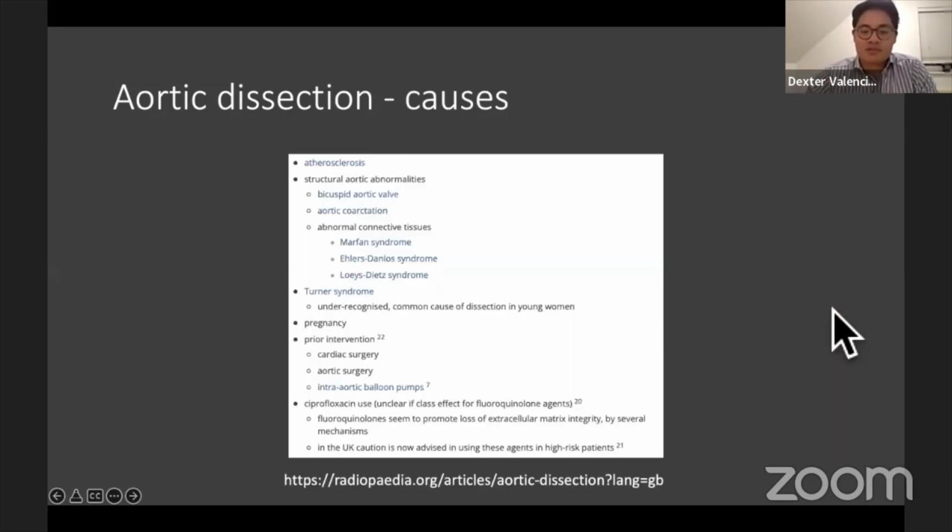And why is it important? What are the causes? These are some of the causes here. Obviously this is recorded, so we can come back to this. You think of atherosclerosis, vasculopathies, connective tissue disorders, things like Marfan's, Ehlers-Danlos, things like that. Those can predispose patients to be having these aortic dissections.